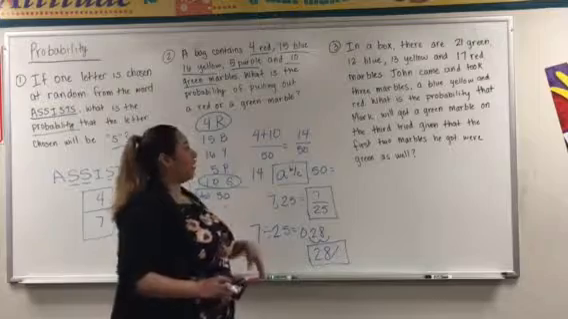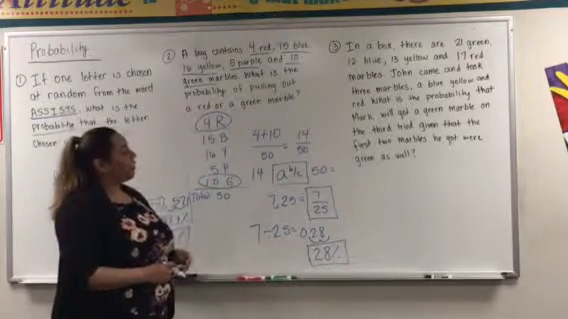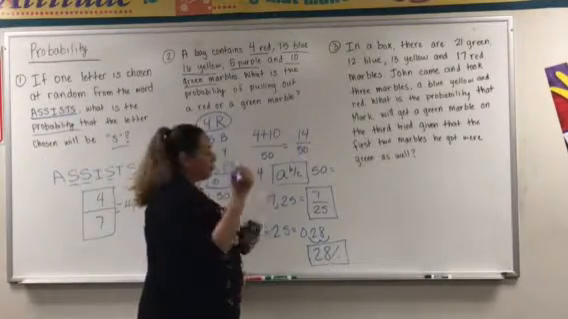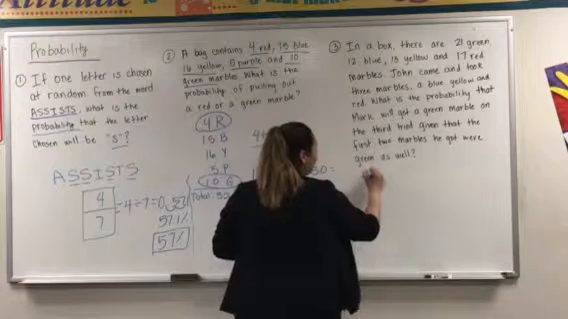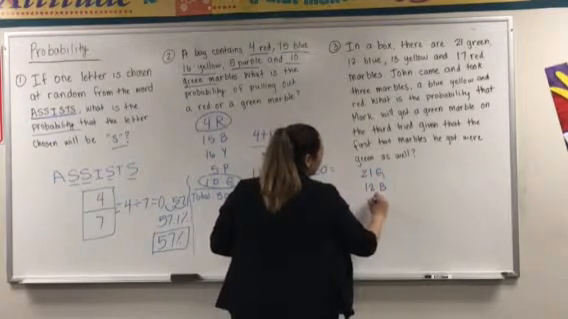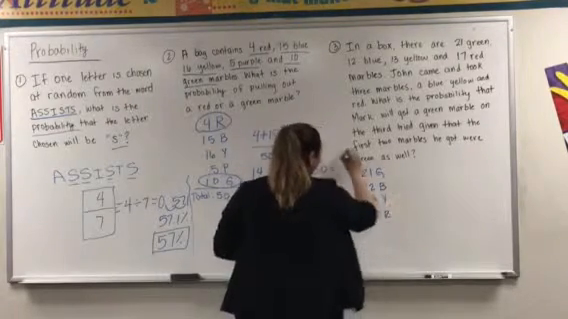Now number 3. For number 3, this is the hardest probability that you will get, and you guys will see why right now. So number 3 says, in a box there are 21 green, 12 blue, 13 yellow, and 17 red marbles. So first thing that we're going to do, write it down. 21 green, 12 blue, 13 yellow, and 17 red.